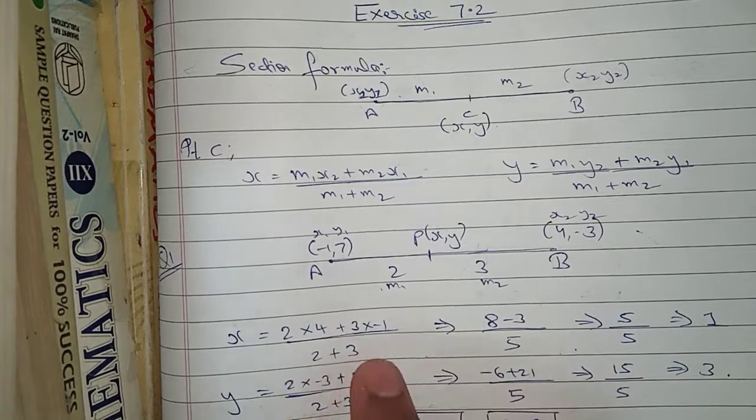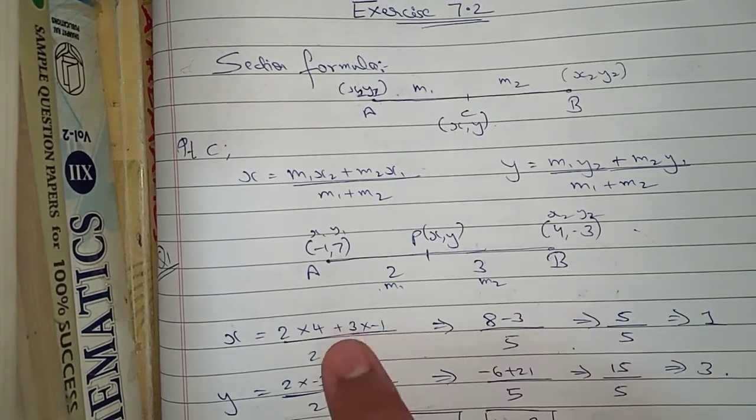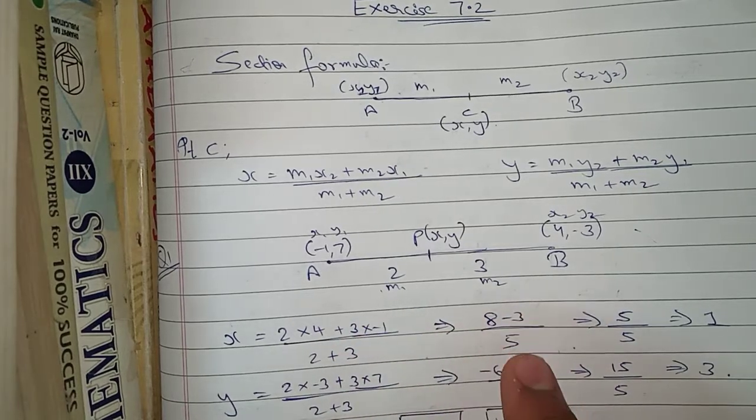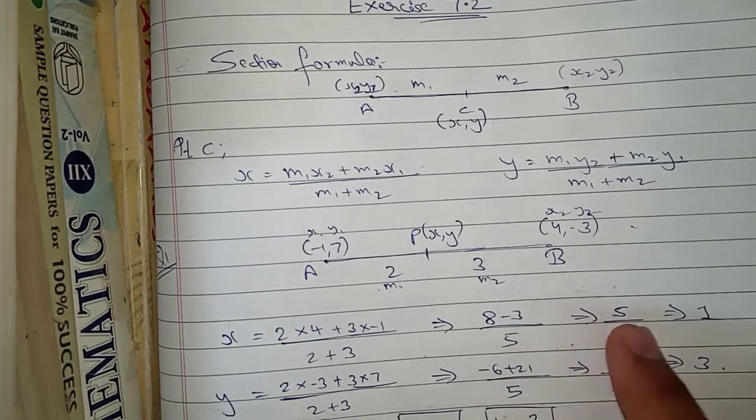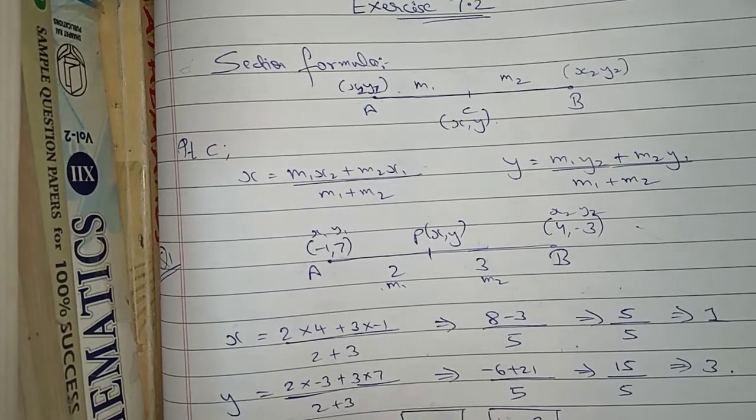Now add both these numbers, 2 plus 3, that is 5. Now solve it. 2 fours are 8. 3 into -1 is -3. Divided by 5. Then 8 minus 3 is 5, divided by 5. The answer is 1. Similarly, y is what?